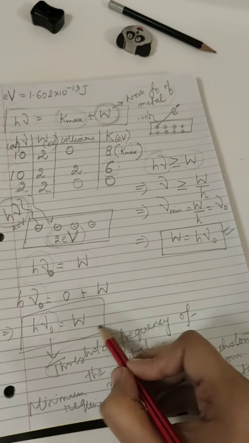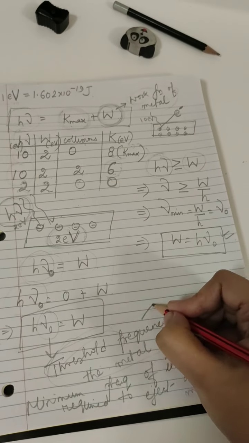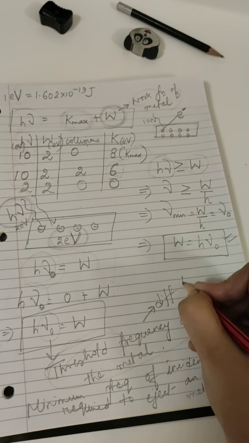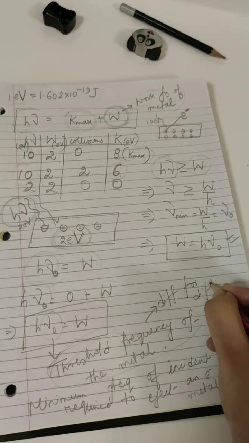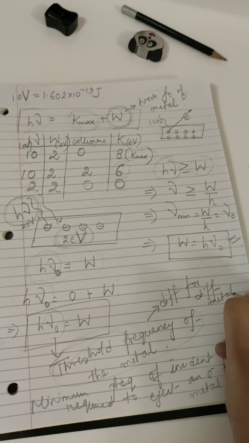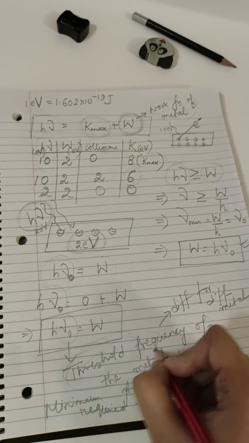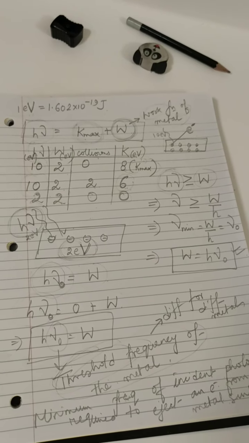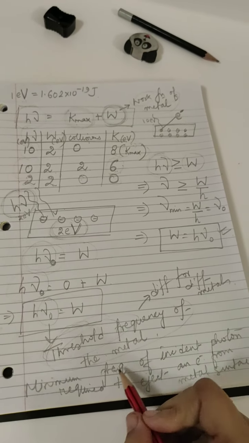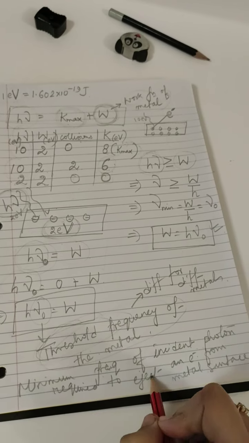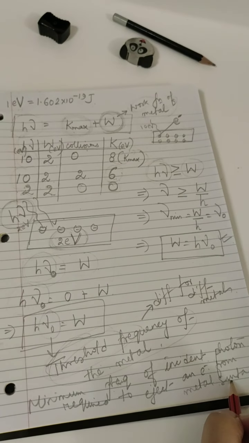Minimum frequency, it is the threshold frequency of the metal. It is different for different metals. It is also characteristic of the metal. Okay, threshold frequency is also characteristic of a metal. It is different for different metals. Okay, it is the minimum frequency of incident photon required to eject an electron from the metal surface.